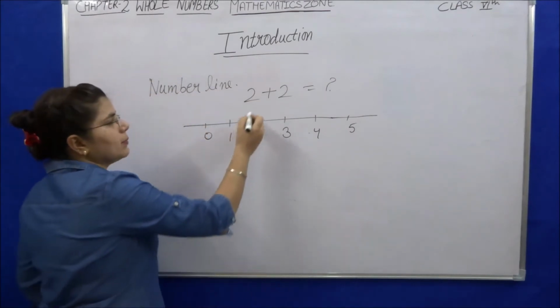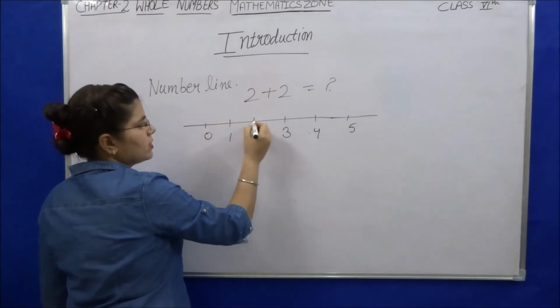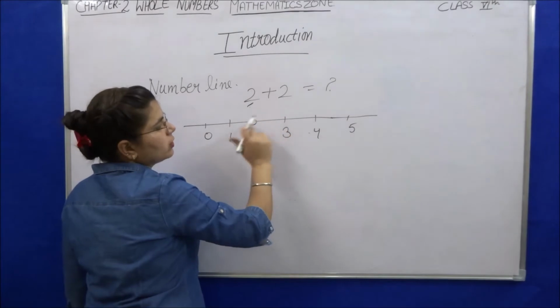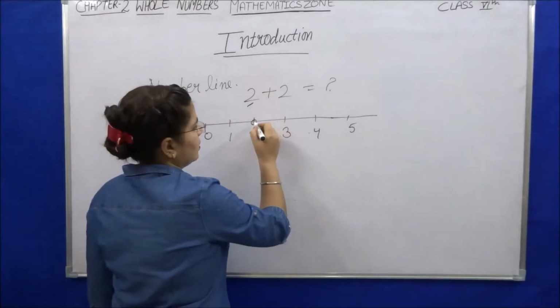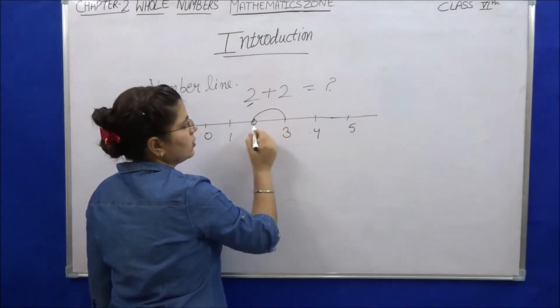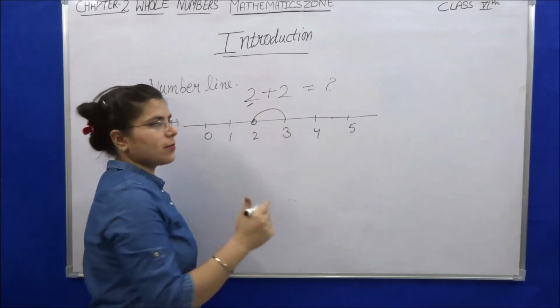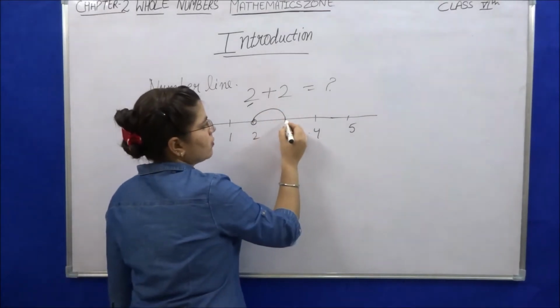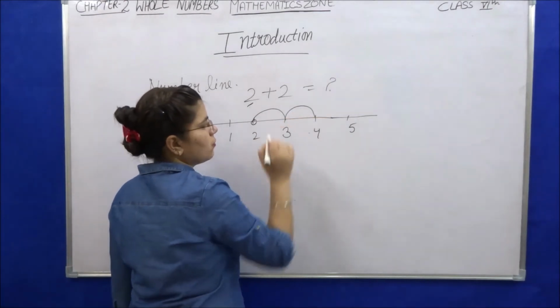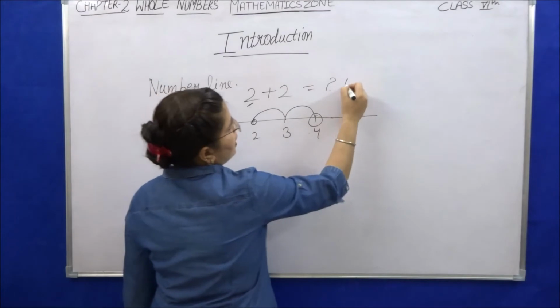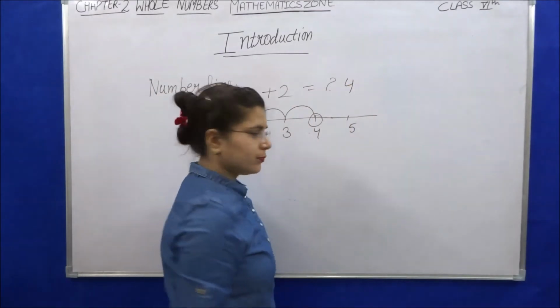So we have 2. Now starting from 2, our first number is 2, and we will move the next 2 steps. Starting from 2, the next number is 2, so we move 2 steps. So from 2 to 3 and next is 4. So 2 + 2 will be 4. So our answer will be 4.